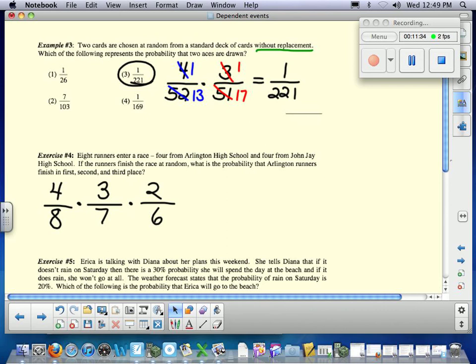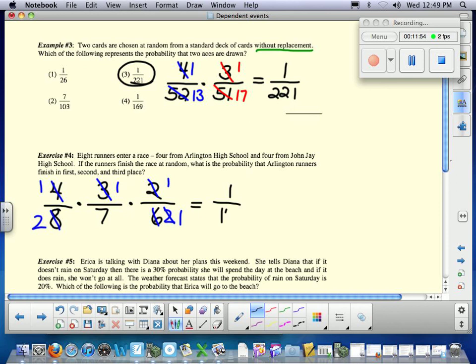Check out the reducing for this one. I'm going to go kitty corner and try to get as small as I possibly can. Your calculator is fine, but by the time you push all those buttons on your calculator, this is probably easier. So there's a 1 in 14 chance that the Arlington runners will get first, second, and third place together. I don't think that sounds like really great odds, but who knows?